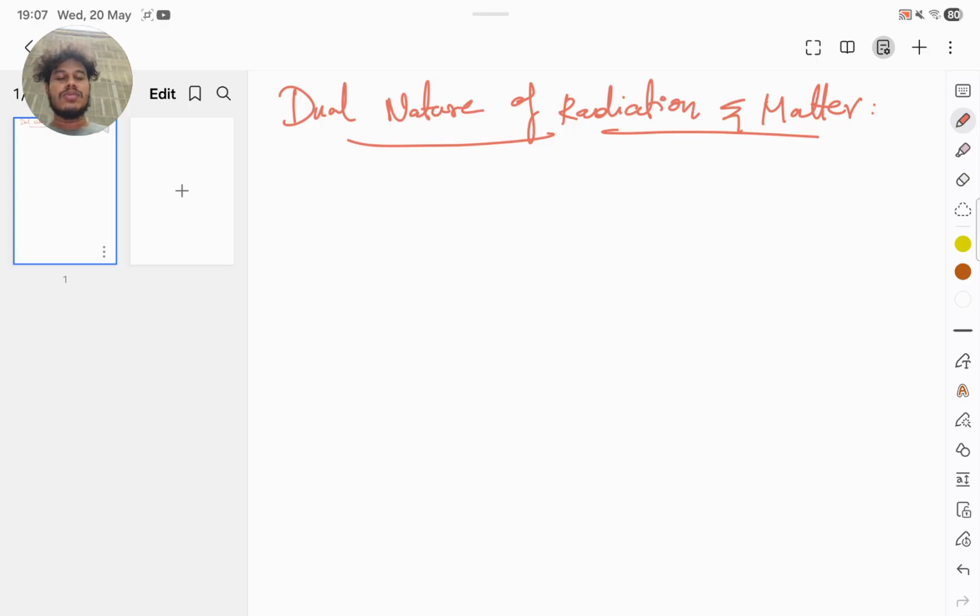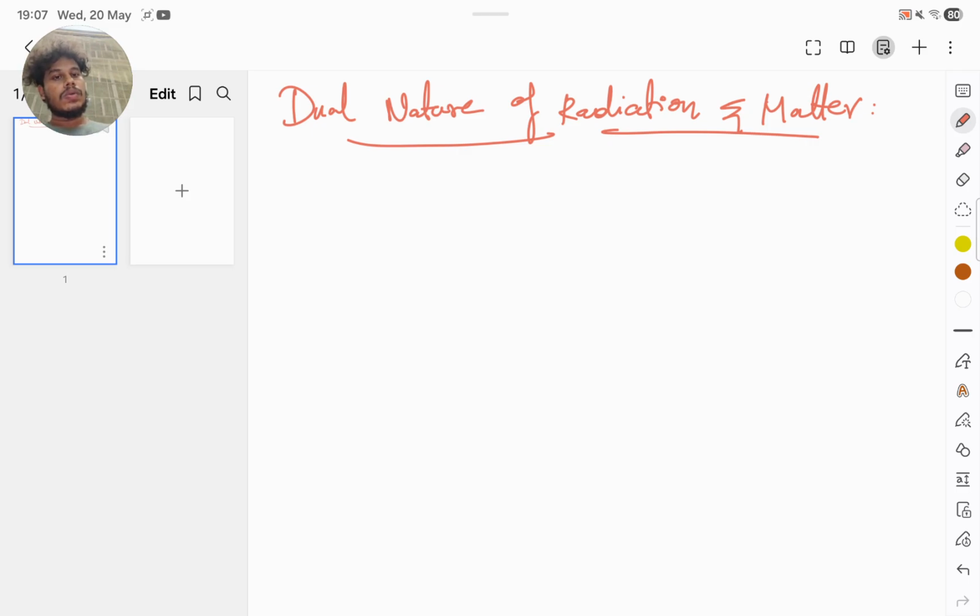I'm your physics faculty. We are going to get into the chapter on dual nature of radiation and matter. This is a completely different notion from the chapters we have discussed in electricity, electrostatics, electromagnetism, magnetic effect, and induction. It will deviate a little from all the chapters we have discussed so far.